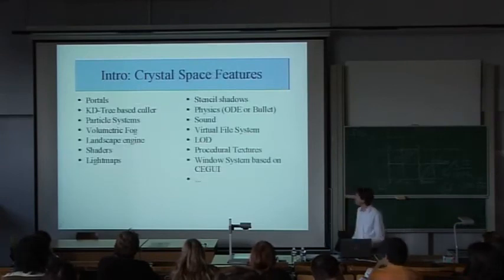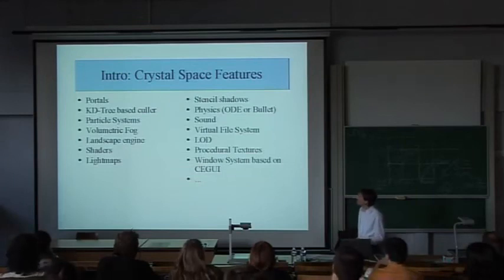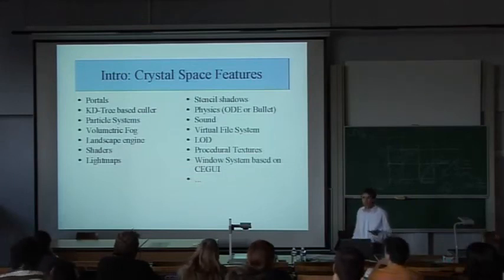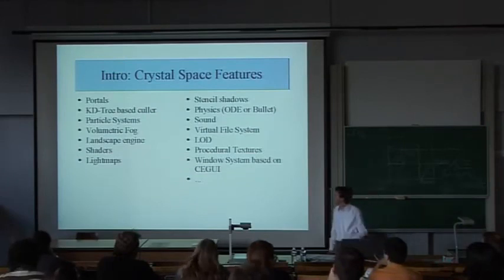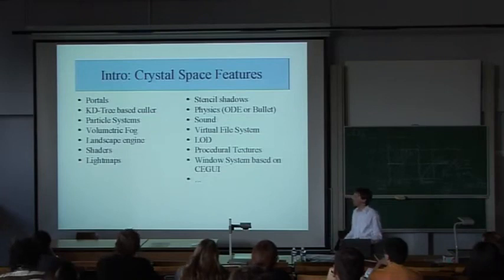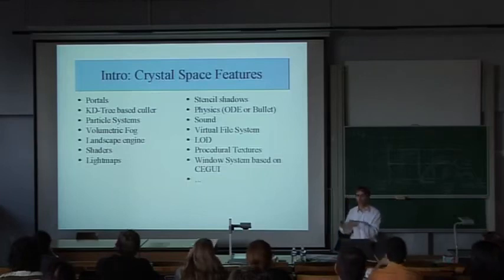So here's a short list of a few of the Crystal Space features that we currently have. Portals: Crystal Space is a portal-based engine, also something I will talk about more later. There is a visibility culler, which is actually the code that is responsible for finding out which objects are likely visible and which objects are certainly not visible.